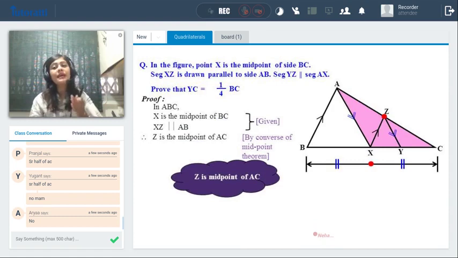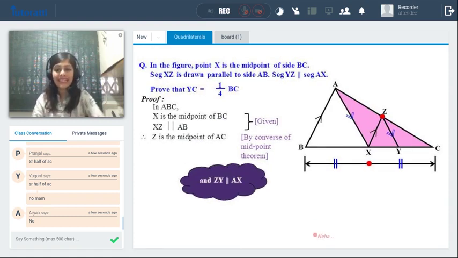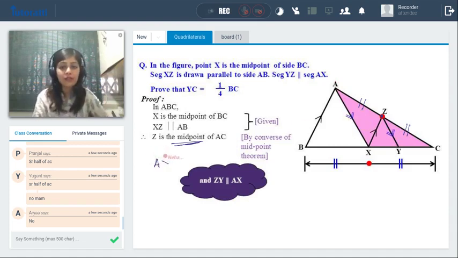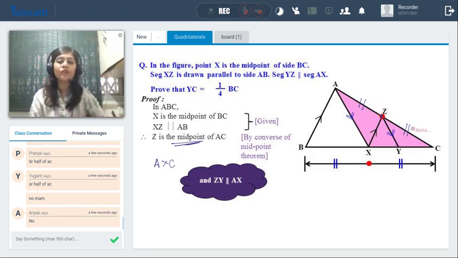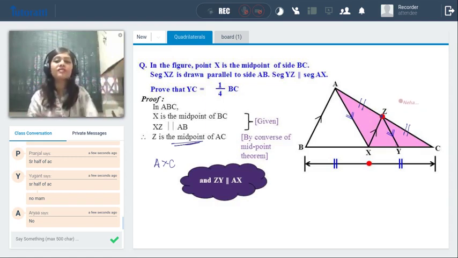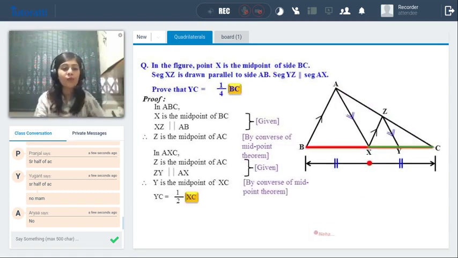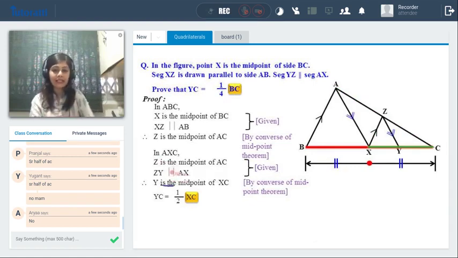And in this triangle now, students, pay attention to what we have. In this triangle, Z is the midpoint of AC. Yes, we got this from the first result. Also, it's given to us that from this Z, we have a line parallel to the second side AX of our triangle AXC. So YZ is parallel to AX and Z is the midpoint of AC. So clearly, by converse of midpoint theorem, Y is the midpoint of XC.